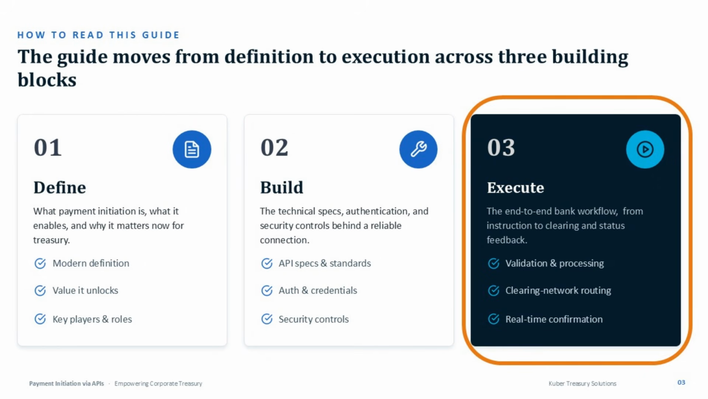Now, the third is execute. Okay. Once the connection is ready, what happens when Treasury sends a payment, right? How does the bank receive it? How does the bank check it? How does the bank process it? How does the payment move to the right payment network? And how does information come back to Treasury, right?